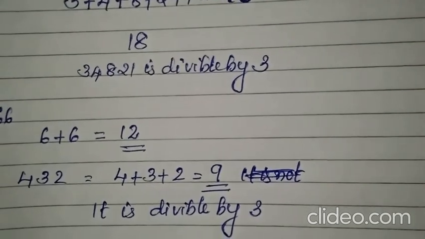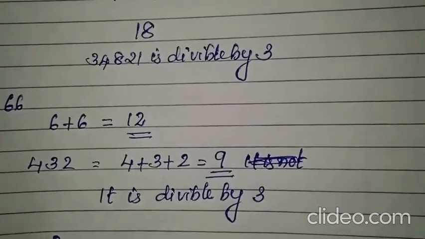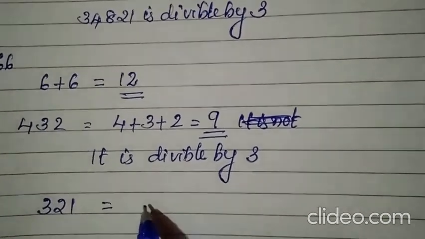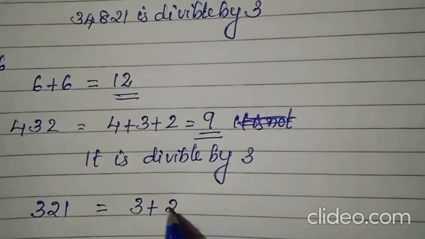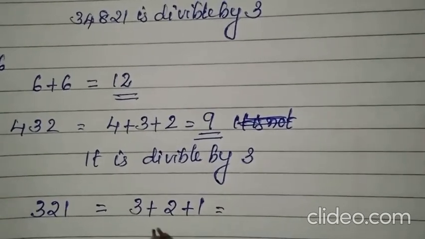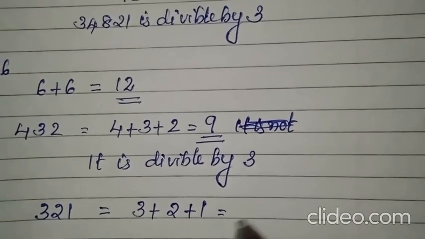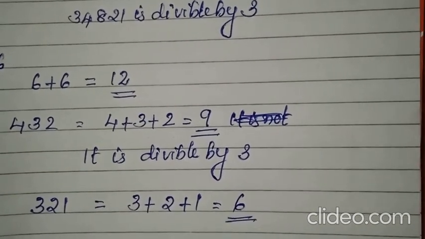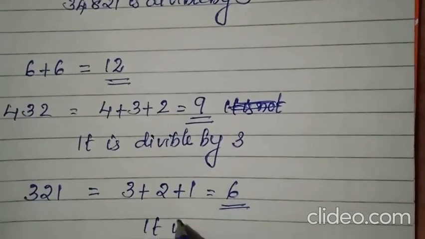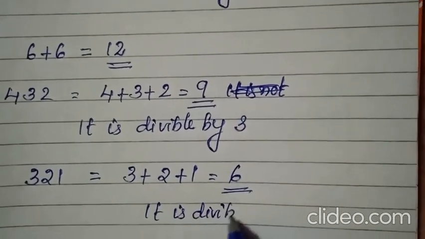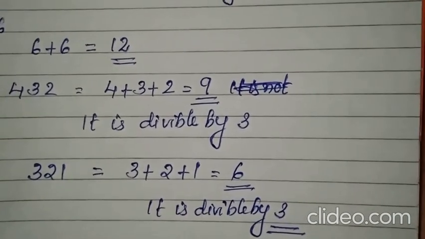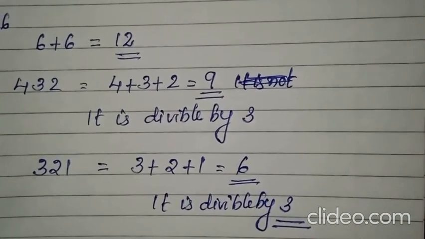One more example is 321. So 3 plus 2 plus 1. 3 plus 2 is 5, 5 plus 1 is 6. 6 is in the table of 3. Understood? So it is divisible by 3. In this way we are finding the divisibility test of 3.